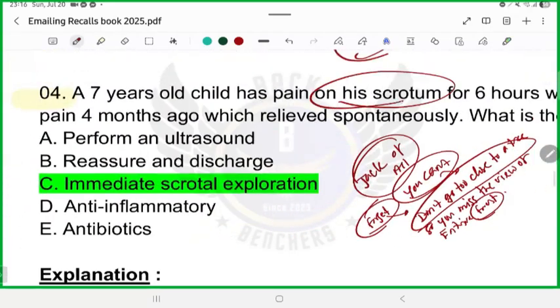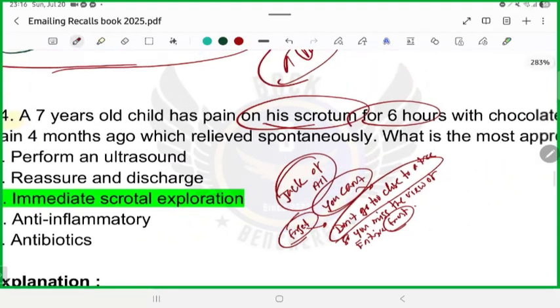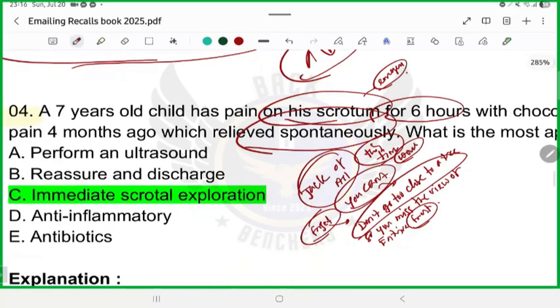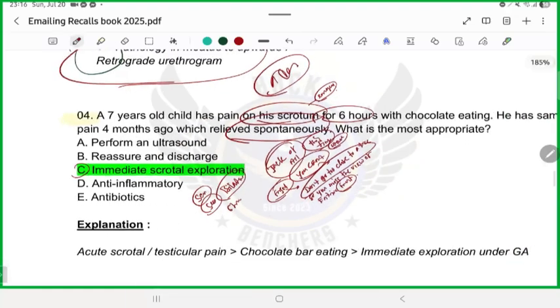A 7-year-old child with pain in the scrotum for 6 hours, 4 months ago relieved spontaneously. If the pain had relieved spontaneously this time, this patient would not come to you. That means this is an emergency case. Anytime a 6, 7 or 10-year-old comes with severe scrotal pain, immediately explore both scrotums, both testes.